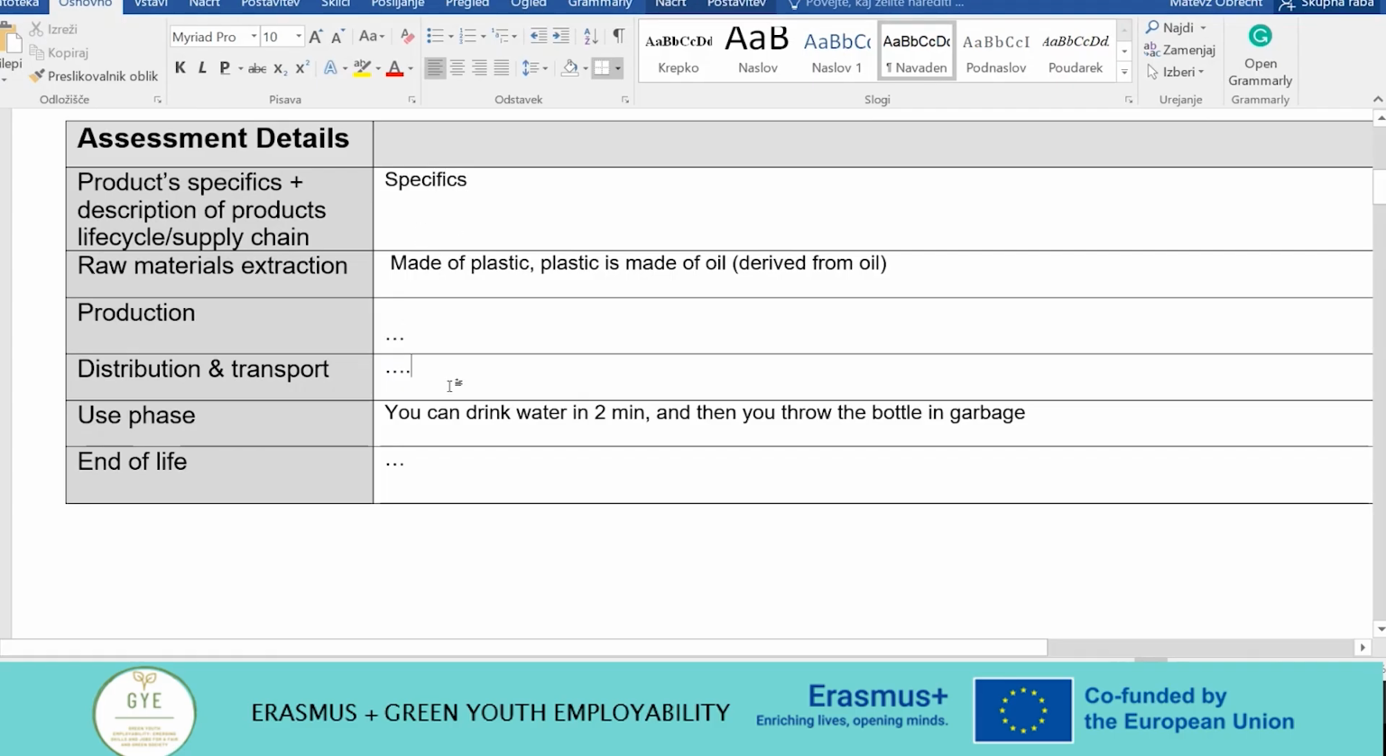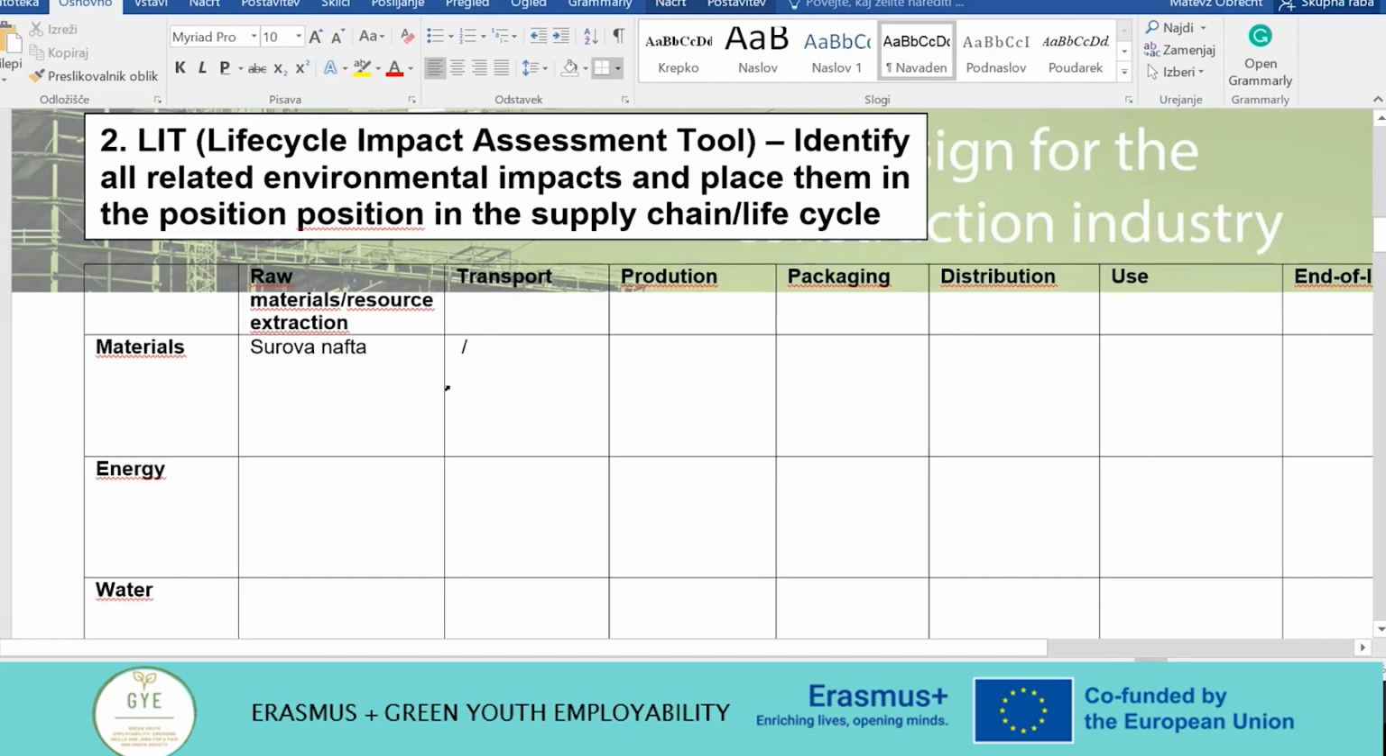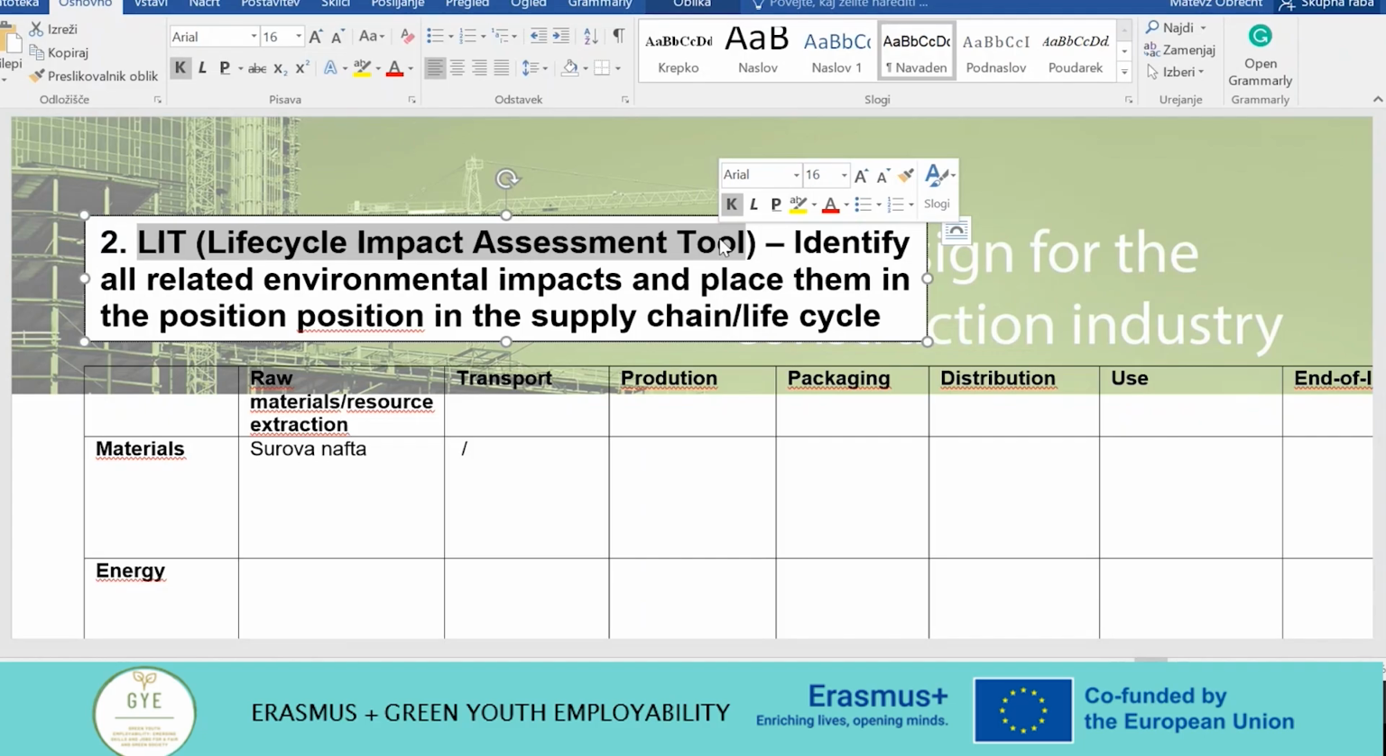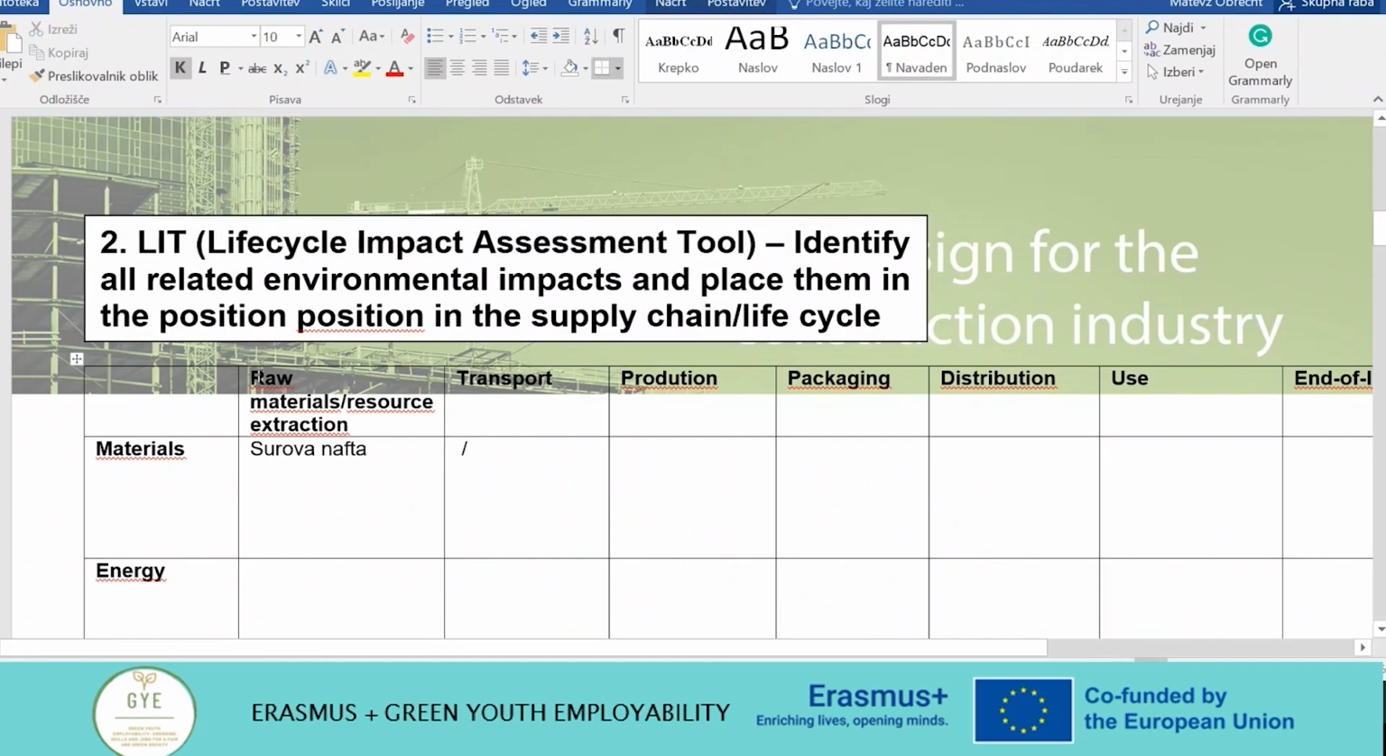Okay. Then you will go to the next phase. This next phase is LCA, so the life cycle assessment tool. So the life cycle assessment tool is where you will describe, or you will define or divide your supply chain into different phases. So here we have raw material or resource extraction. Then we have transportation of raw material to the production site.